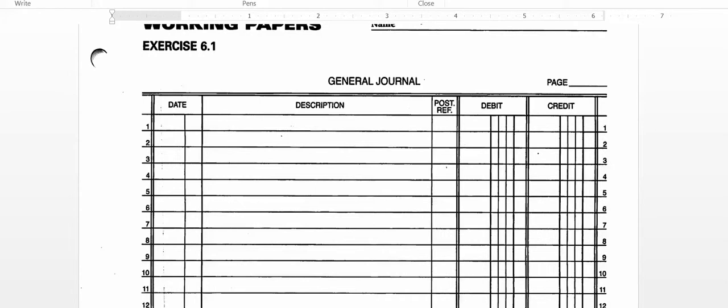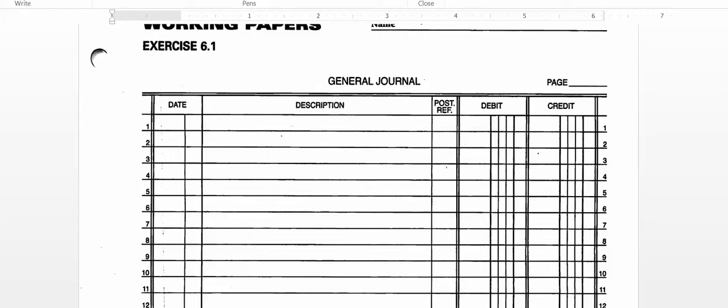Hi, accounting students. One of your classmates suggested that I help you wrap your heads around these closing procedures. So here's my attempt at showing you how to do the closing entries, and we'll just do exercise 6.1 together.